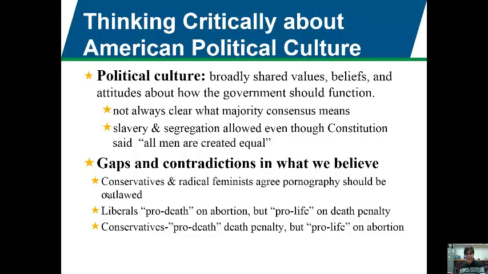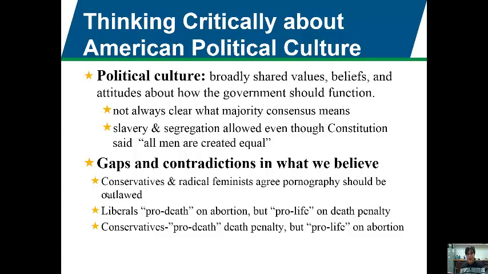And there's often gaps and contradictions in what we believe. Conservatives that tend to be on the far right, and then radical feminists, which tend to be on the far left, even though they disagree completely ideologically, they actually agree that pornography should be outlawed. These would be extremes on both the left and right coming together to agree on this one thing. So there's these gaps and contradictions. Even the more moderate liberals and conservatives tend to have a contradiction within their beliefs.